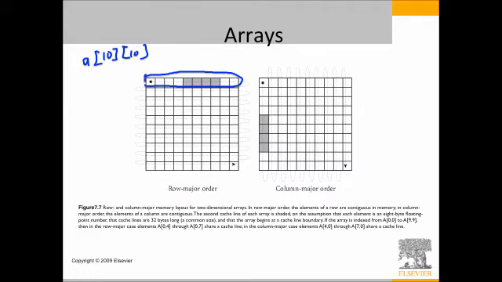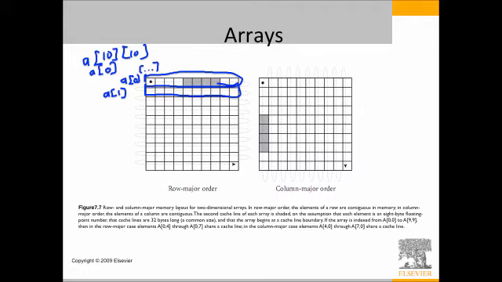So that would be the elements in row 1. So this would be A0 in effect. And then all the elements in the column. This would be the elements in row 1. So that's row major.